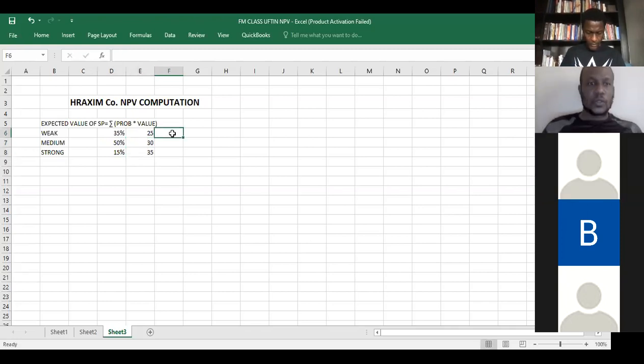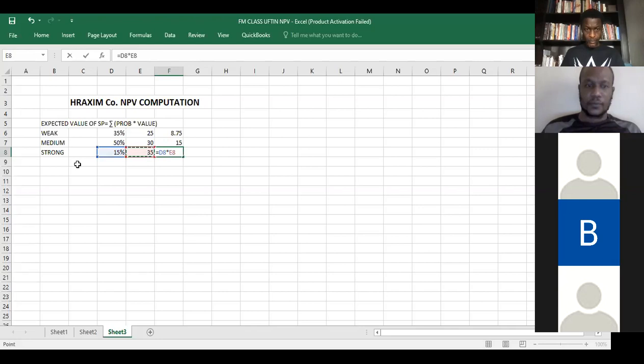So our summation now will be equal to 35% multiplied by 25. And then the next one will be equal to the same thing, 50% of 30. And then the final one is equal to 15% of 35.